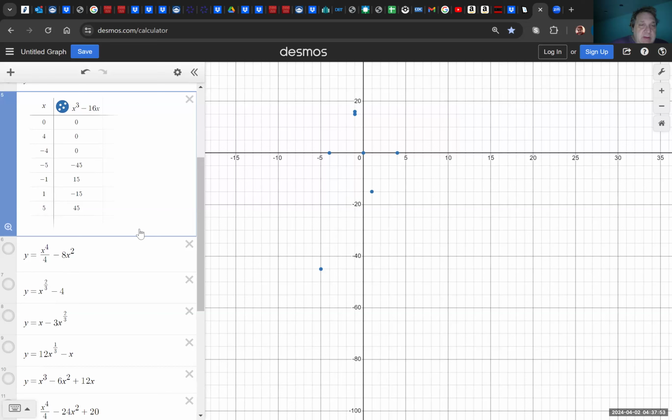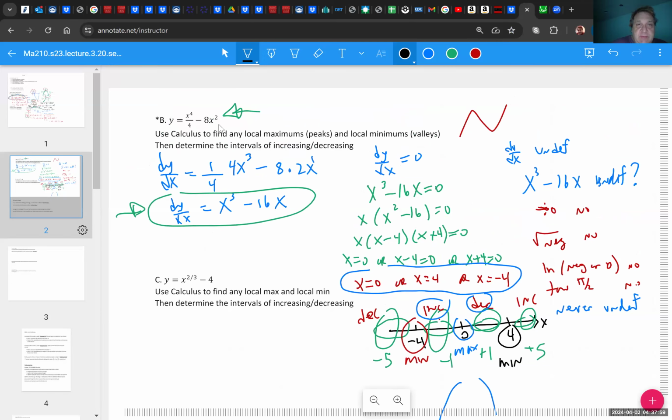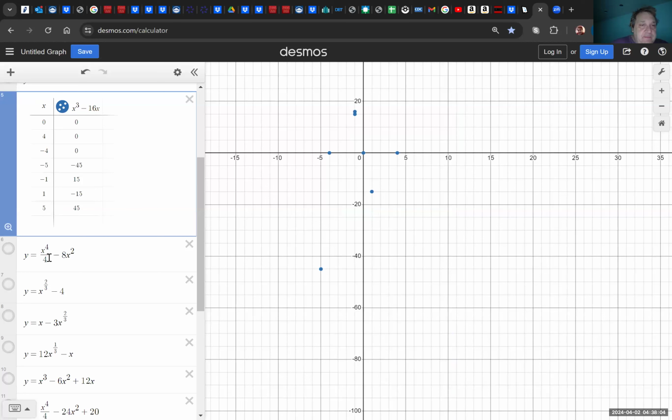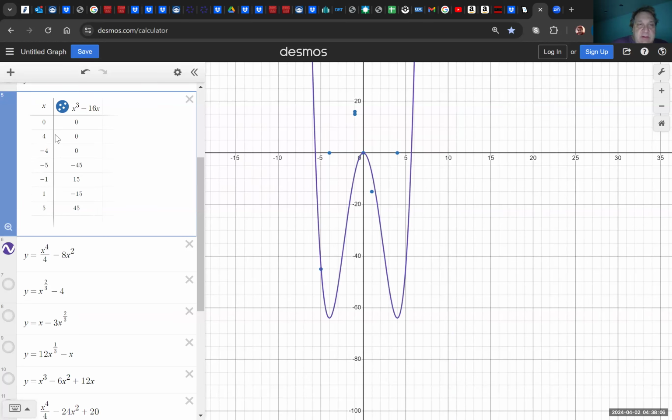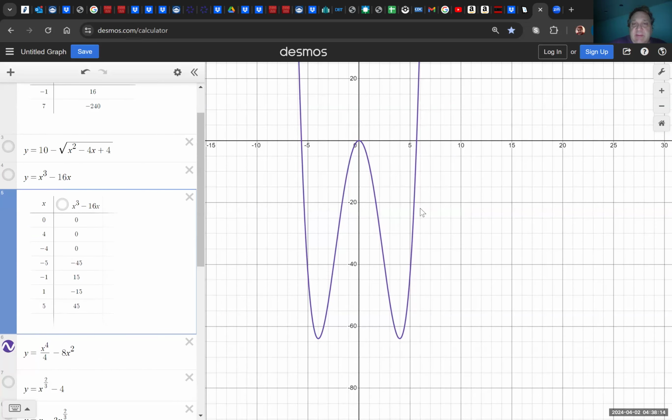Oh, here we go. Is it x to the 4th over 4 minus 8x squared? Yeah, that's the one right here. X to the 4th over 4 minus 8x squared. Okay, so that's this one right here. I'll turn that on, turn this off. And this graph looks sort of like a W. Get rid of that little dot there too. Okay, so this is my graph of like a W thing.